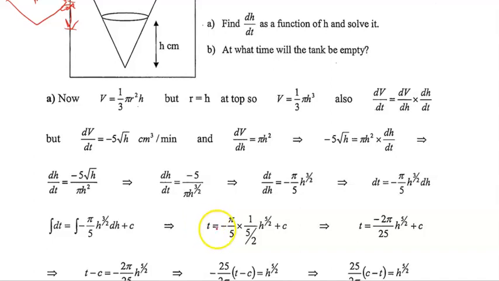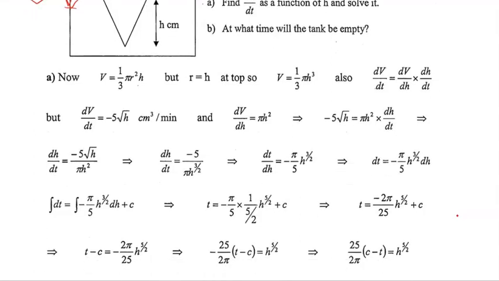Well, that gives us t equals minus pi on 5 times h to the power of 5 on 2. We've increased the power from 3 on 2 to 5 on 2, increased by 1, divided by the new power, 5 on 2, which means we take the reciprocal of it, so the 2 ends up on top, 5 underneath, and that leaves us with t equals minus 2 pi over 25 times h to the power of 5 on 2 plus c. It was just convenient to anti-differentiate it that way.